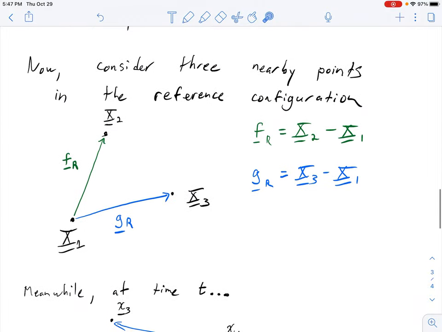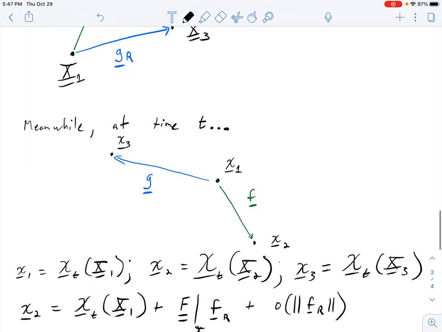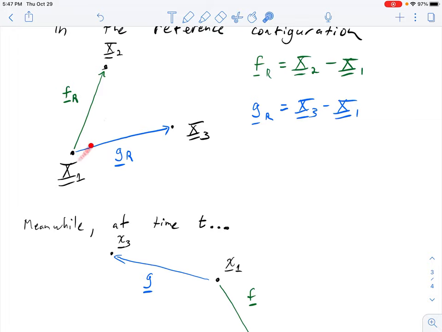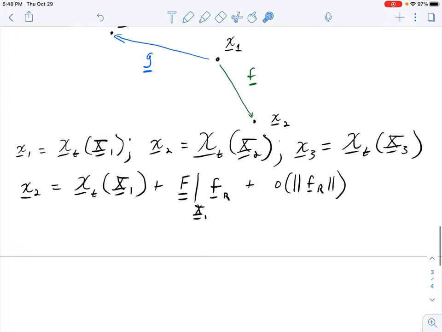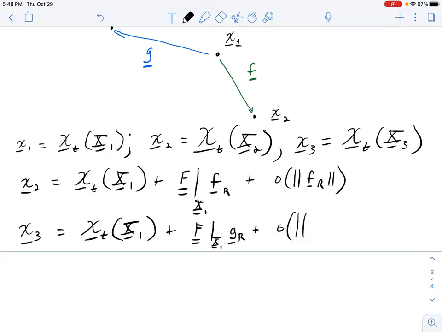You can go back here, right? So FR is x2 minus x1. That's why we can have the gradient acting on it like that. And then plus O of the magnitude of FR, so things that go to zero faster than FR does. So FR being our, we'll call it infinitesimal, but just really small, displacement from x1 to x2. And similarly, x3 is equal to chi at time t of x1 plus F evaluated at x1, now acting on GR, plus things that go to zero faster than GR.